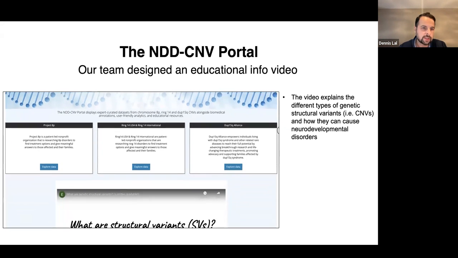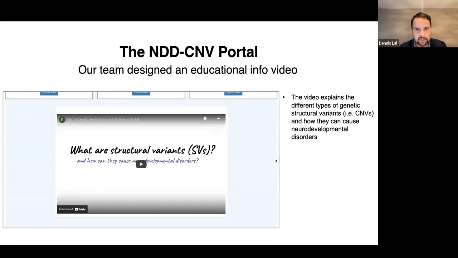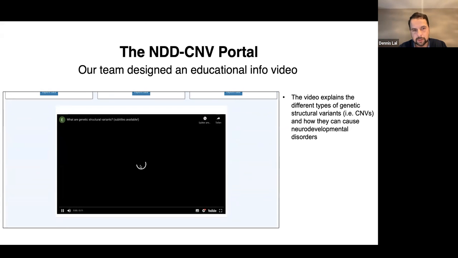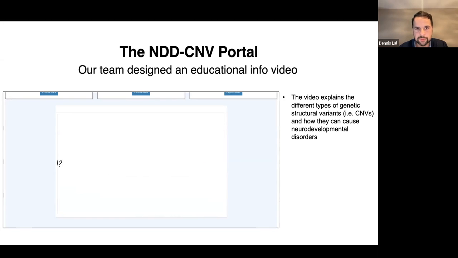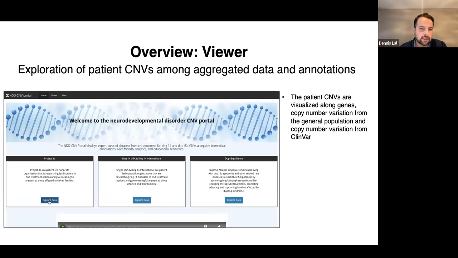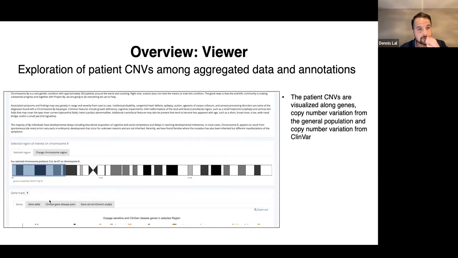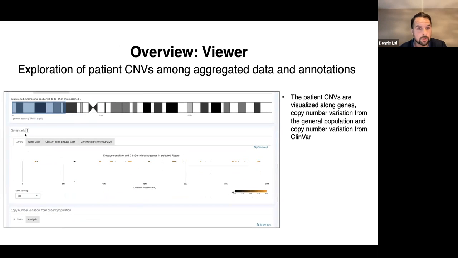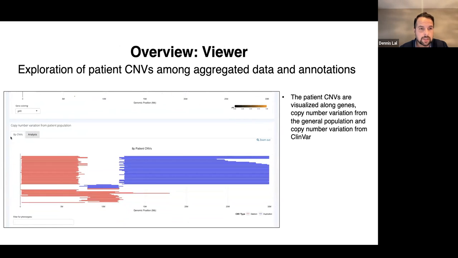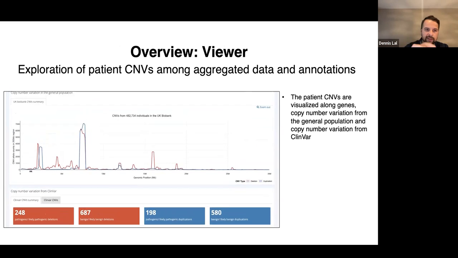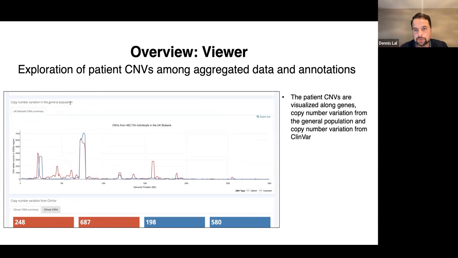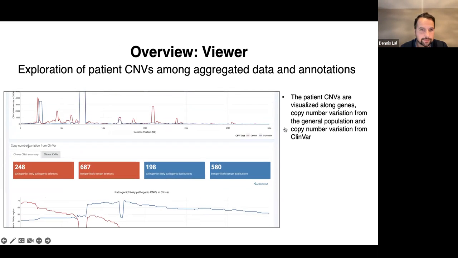So here's now the portal, and we have also some information for individuals who are not familiar with structural variants or chromosomal disorders, but I don't need to talk about this much today. And then here's now the interface for the chromosome viewer. On top you see the chromosome band, so where we are on the chromosome, and then you see a wide set of tracks, and I will talk about these tracks in a little bit.